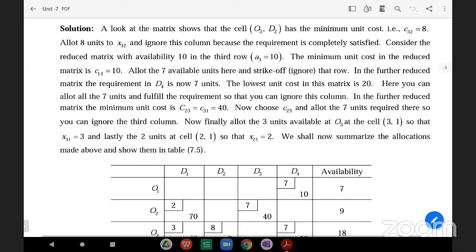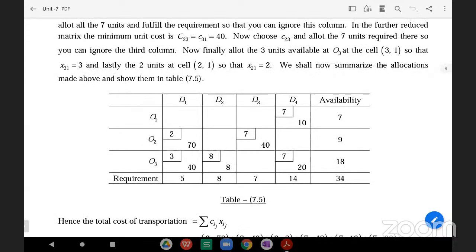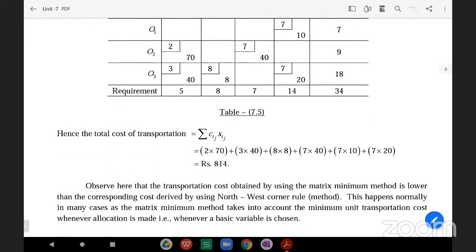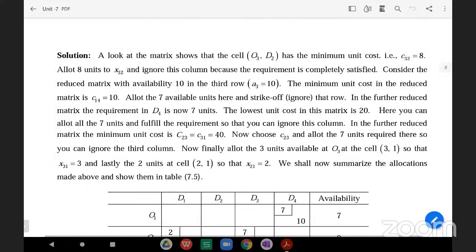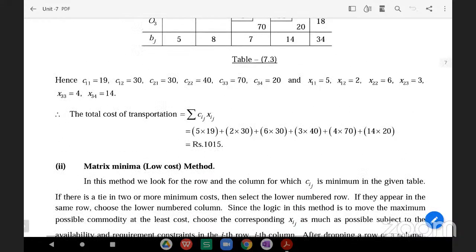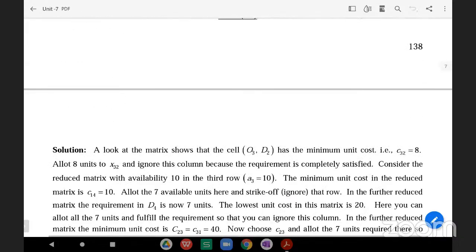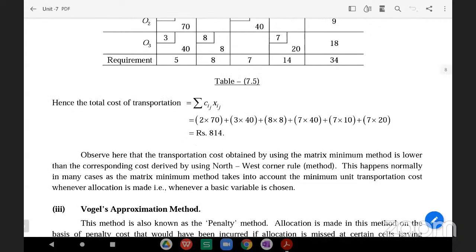Next, availability and demand. Same procedure. If we apply it, then I get a total transportation cost of 814. But observe, if we compare to the northwest method, it is taking a cost of 1015. Now if I go through the least cost method, it comes to 814 rupees.